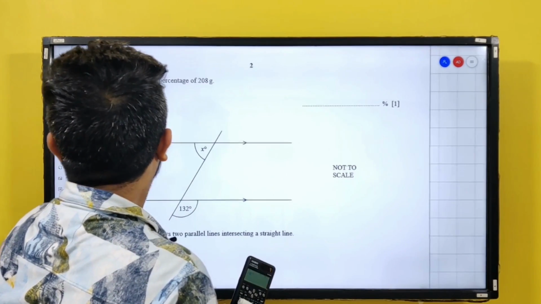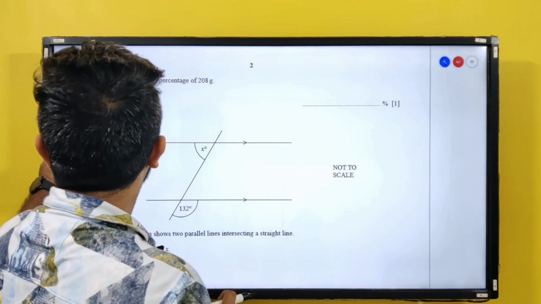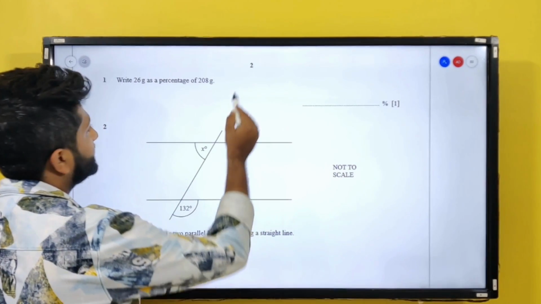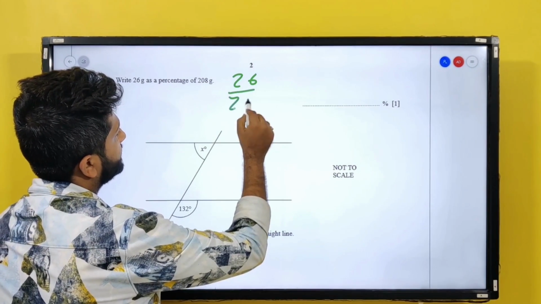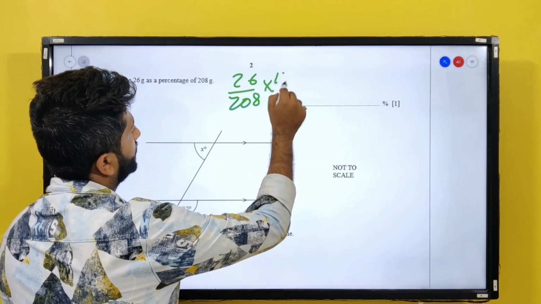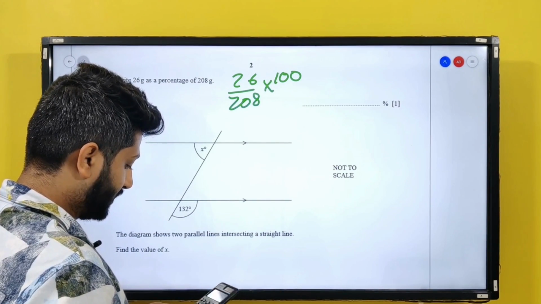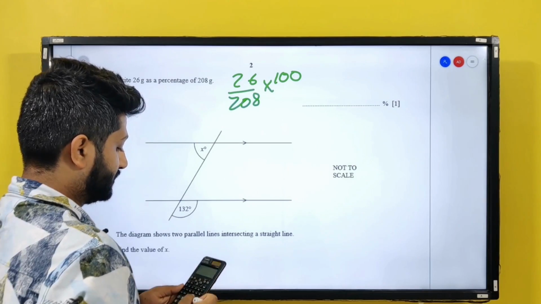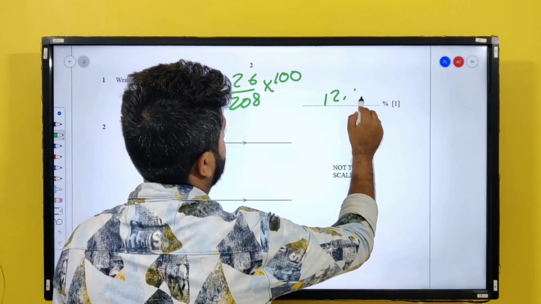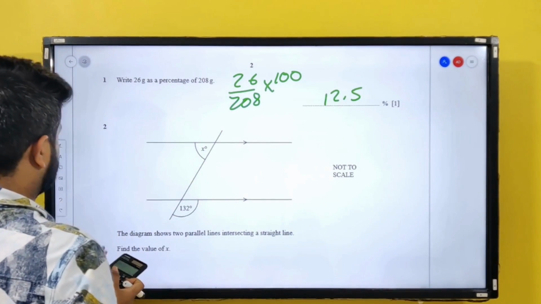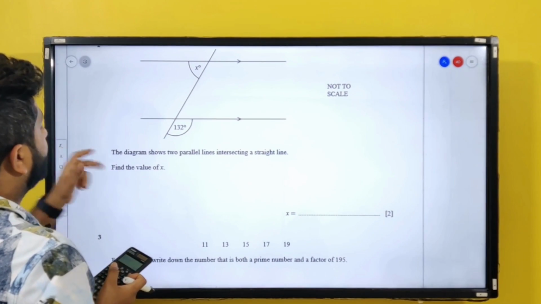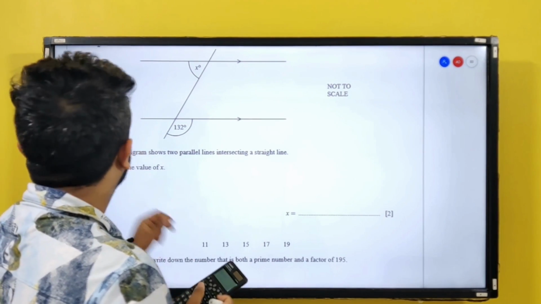Question number 1. Write 26 gram as a percentage of 208. So 26 gram as a percentage is 26 upon 208 into 100. This is 12.5 percent.